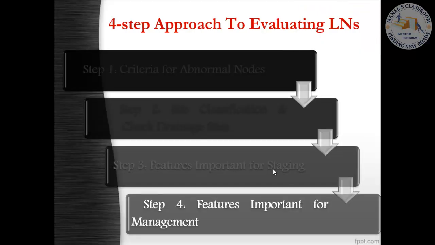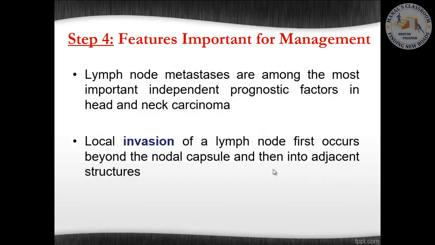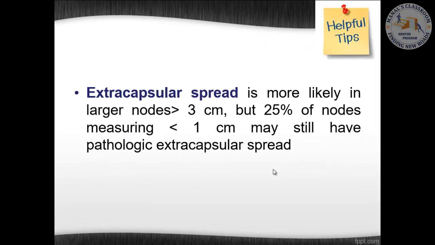The last step we're going to discuss is the features important for management, okay? Lymph node metastases are the most important independent prognostic factors in head and neck carcinoma. So we have to check for local invasion from lymph nodes that first occurs beyond the nodal capsule and then into the adjacent structures.